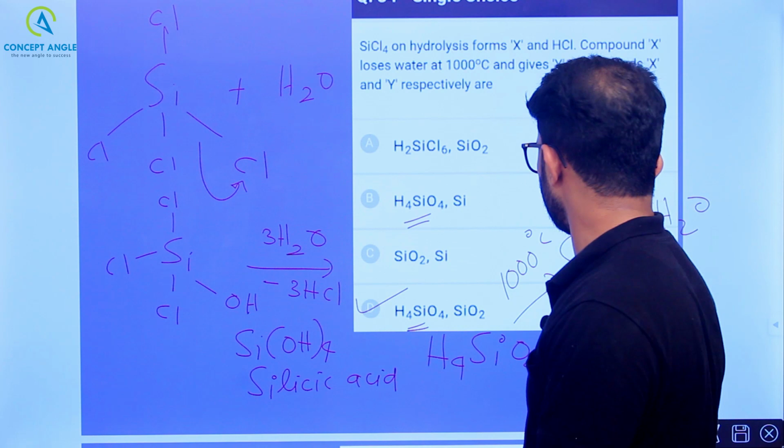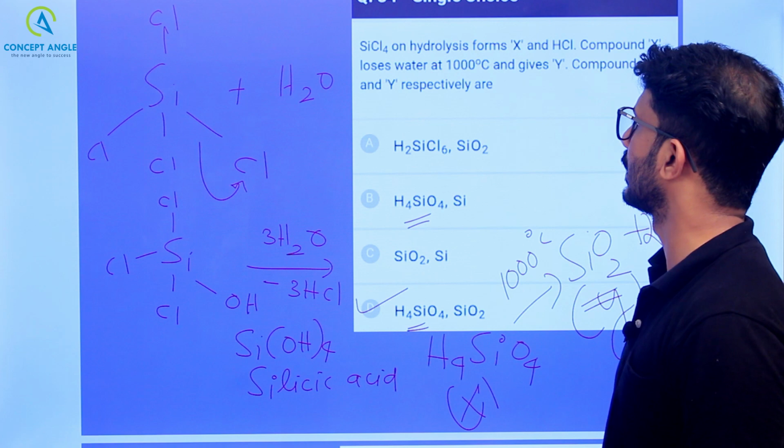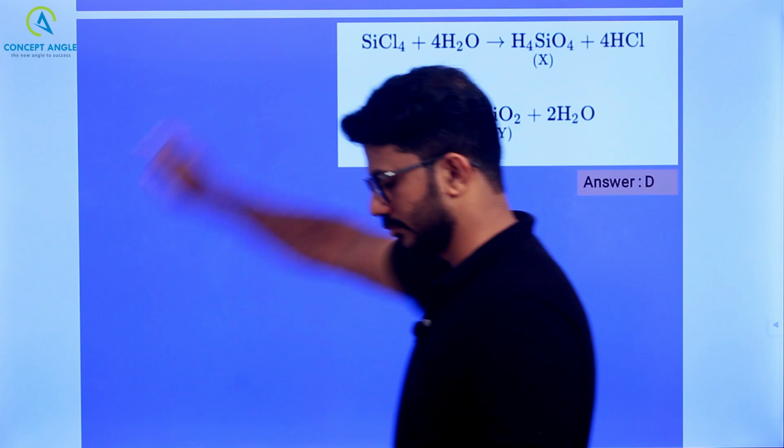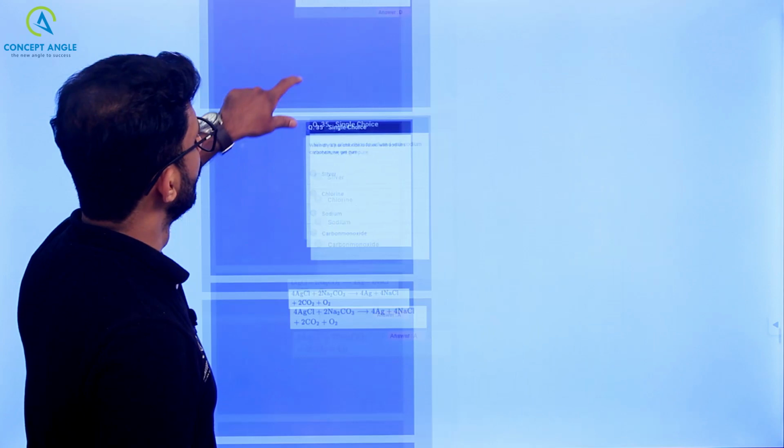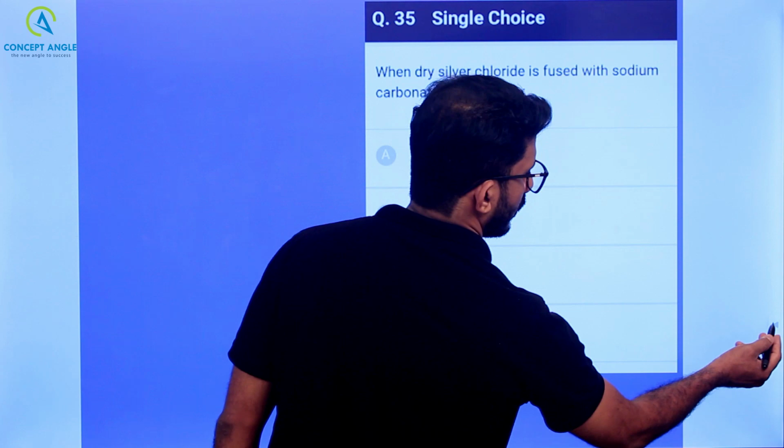So this is X and this is Y. This is the solution. SiCl4 first forms H4SiO4, which is X. That above 1000 degrees Celsius is decomposed to form silica and two molecules of water. Question number 35. When dry silver chloride is fused with sodium carbonate, we get pure what? This is a reaction.